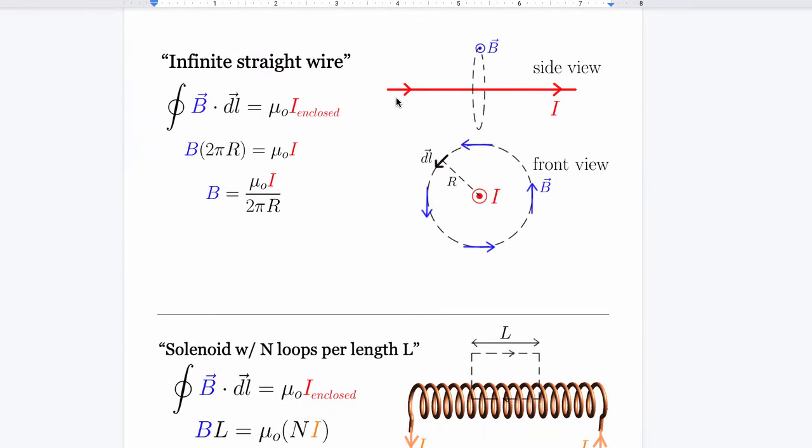Here's the easiest one, infinite straight wire. Now with the Biot-Savart law, this is nasty. There's like 6 lines, 7 lines. There's crazy integrals to do. With Ampere's law, this is like a 2-liner. Integral B dot dl equals mu naught I enclosed.